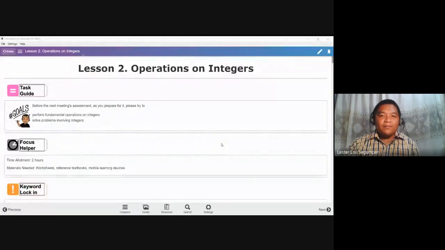In the previous two videos, we were able to talk about addition and subtraction of integers. We are going to talk about multiplication now. Shared here is the window containing the already opened module in the Kotobee Reader application software.